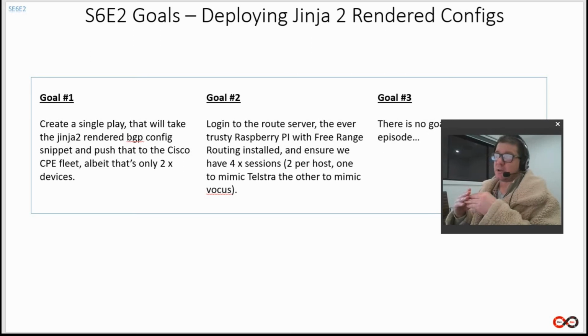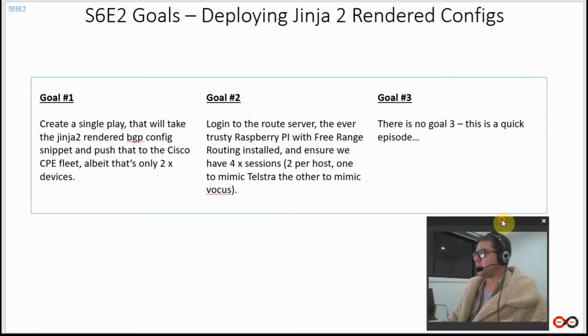Goal 2 is to log into our route server. You don't need to understand what the route server is. It's a trusty Raspberry Pi. We have FRRouting (Free Range Routing) installed, which is an open source routing protocol platform. It's excellent. Feel free to go check that out. And it's going to mimic both Telstra and Vocus in our pseudo little lab, because I don't have enough kit and I don't have enough memory in the laptop to drive more virtual machines. And goal 3, there is no goal 3. This is just a quick one.